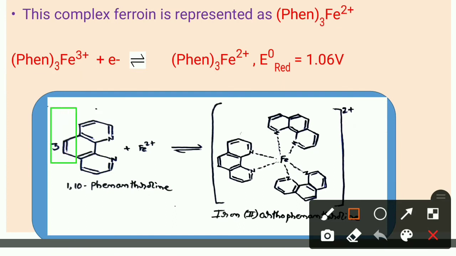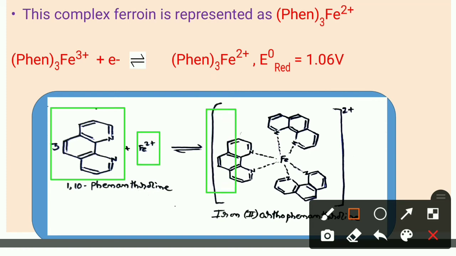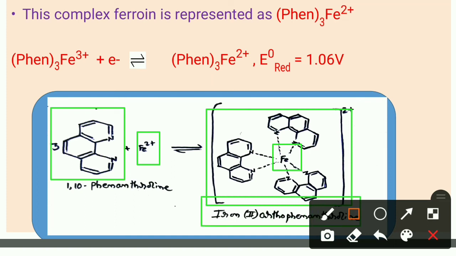When three molecules of 1,10-phenanthroline react with the iron(II) solution, they form the ferroin complex, in which the three molecules of 1,10-phenanthroline are coordinated with the iron in the center. This is called iron(II) orthophenanthroline, and this is nothing but the ferroin indicator.